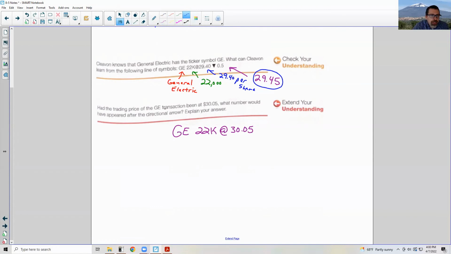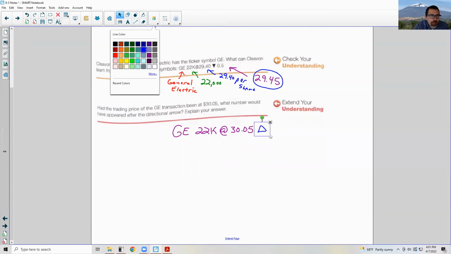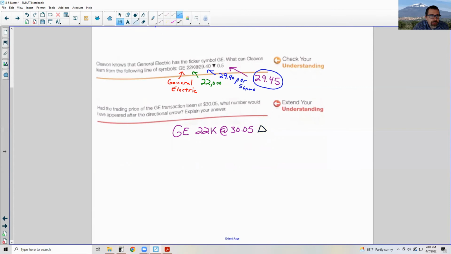So it says, had the trading price been $30.05 instead of $29.40, if the previous day's close is $29.45, $30.05 is higher. So for starters, that would be an uptick. Let me change that to black since that's what we're using here, and go back to my pen and just shade that in. So this would be an uptick. This arrow would point up. It's higher than the previous day's close.